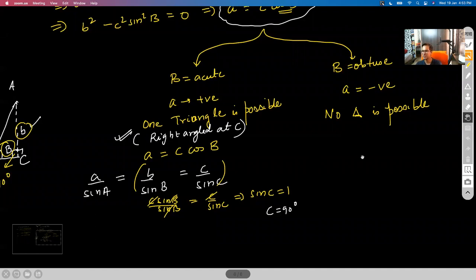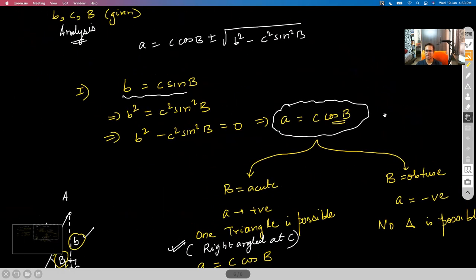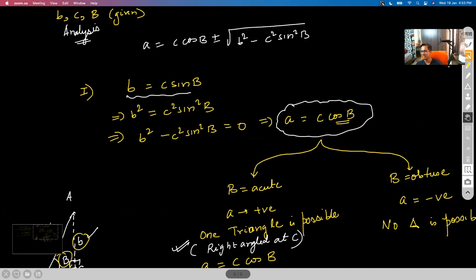So this is the situation where you will end up getting one a value as positive, right? And the other value will actually come out to be negative. So in those cases, you will have this kind of a conclusion drawn. So this was your first situation, when your b is equal to c sine B. Let's talk about the second situation.